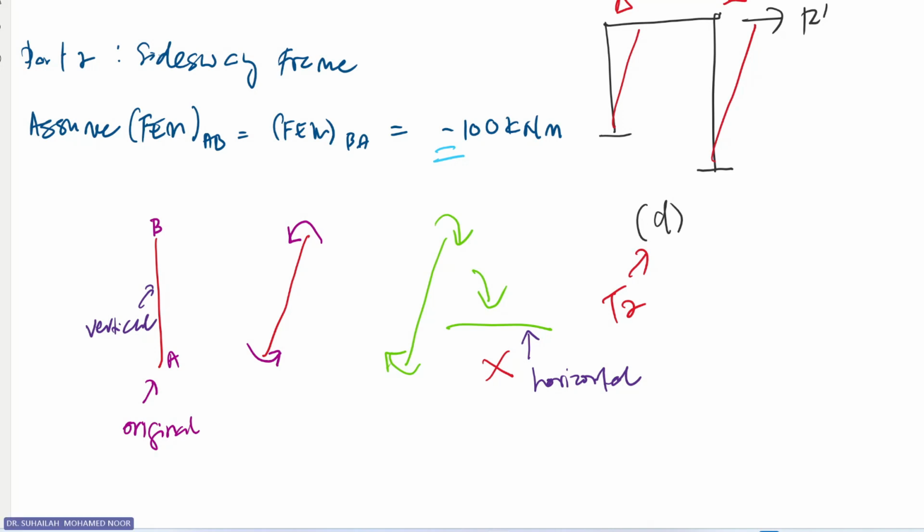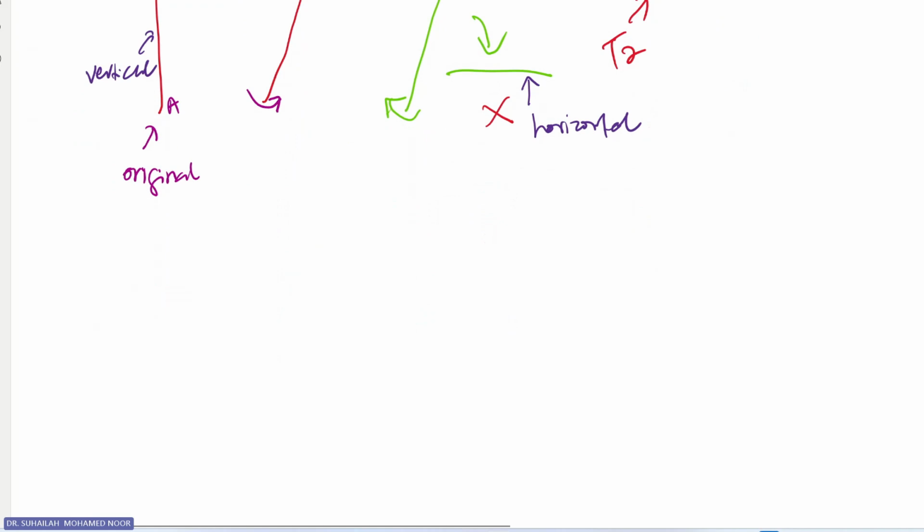So that's why when we apply the fixed end moment, we have to consider the behavior, because it represents the side sway, moving towards the right direction. The assumption must be made negative because it is counterclockwise. So the assumption is negative 100. Now we apply the formula. FEM for AB is equal to FEM for BA.